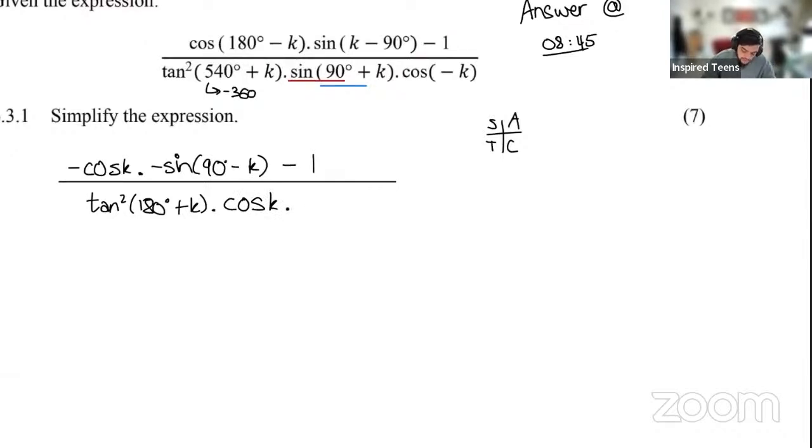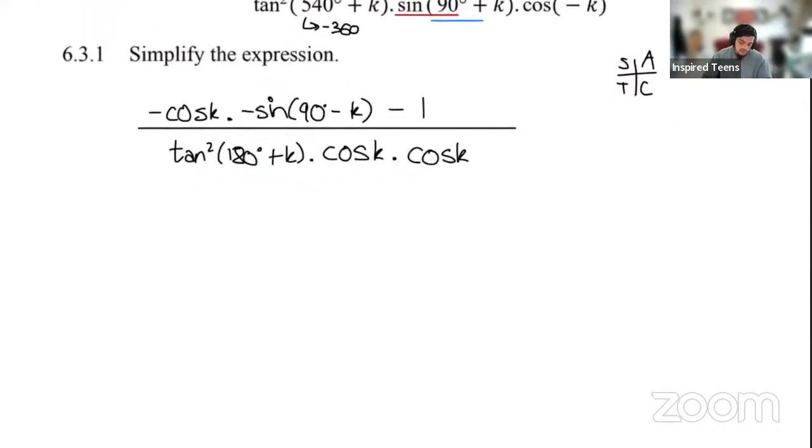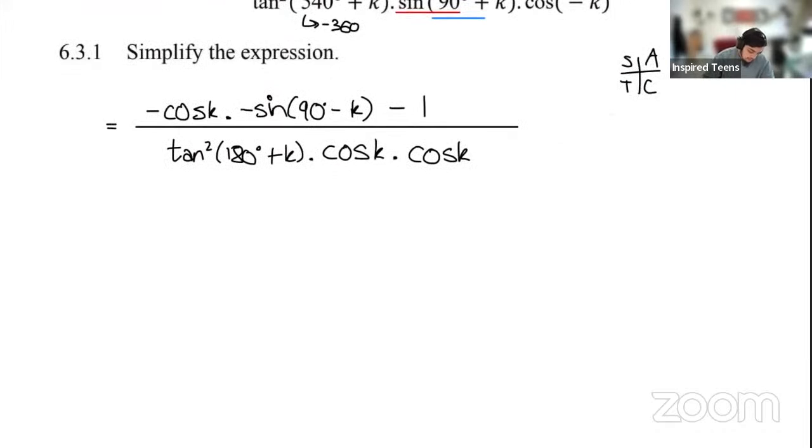Then we have, this is interesting, cos of negative k. Remember, we have a negative angle inside of the brackets. All we have to do is take it out, except when it's cos. Cos swallows that negative, so this cos k doesn't change. Let's look at the next step. So negative cos k. You can even start canceling now, but let's not for now. Let's just leave it.